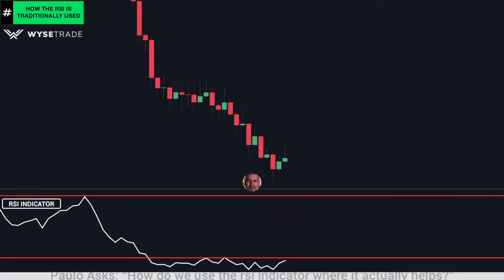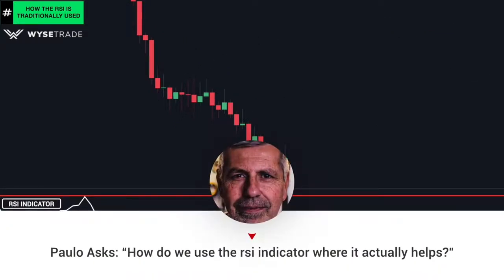So this then leads us to a question we often get asked, which is, how do we use the RSI indicator where it actually helps our overall analysis?